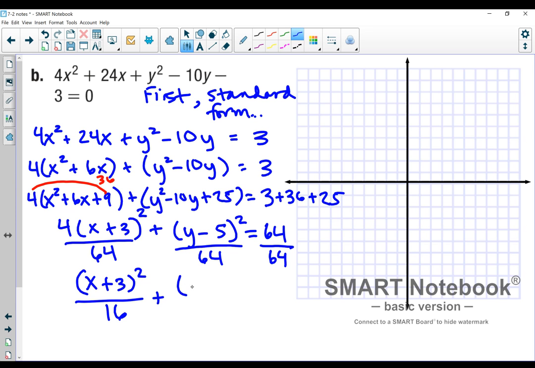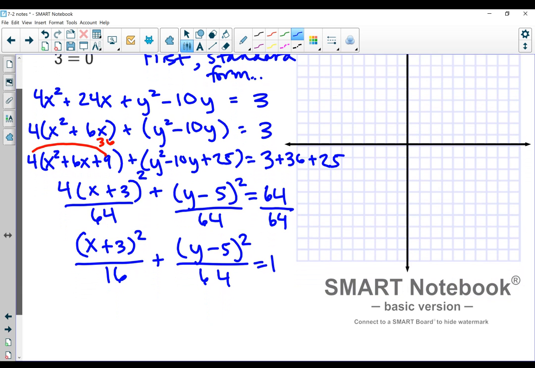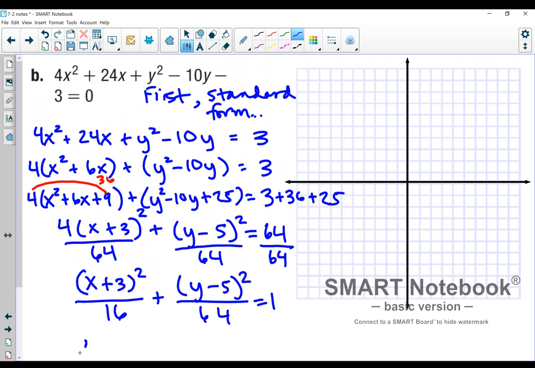plus the quantity y minus 5 squared over 64 equals 1. So my center is going to be -3, 5. My x is +3, so my x value is -3. Y -5 means my y is 5. So -3, 5.